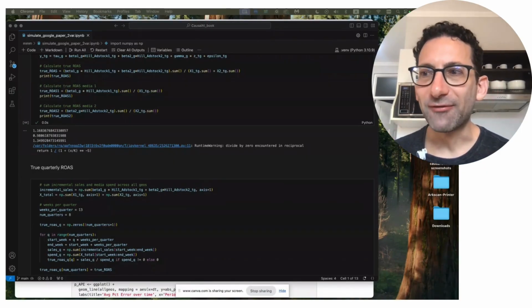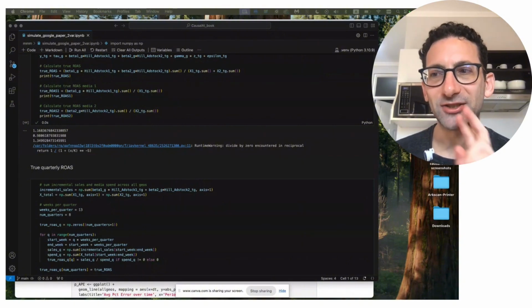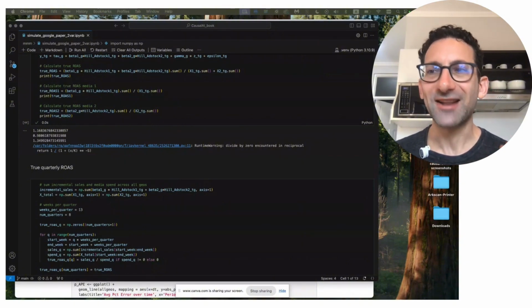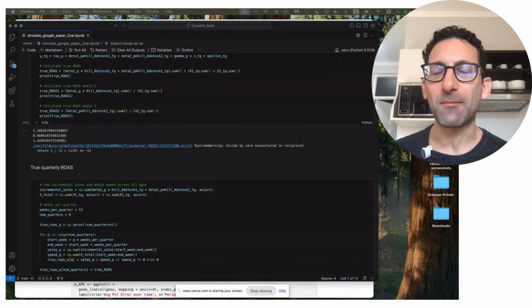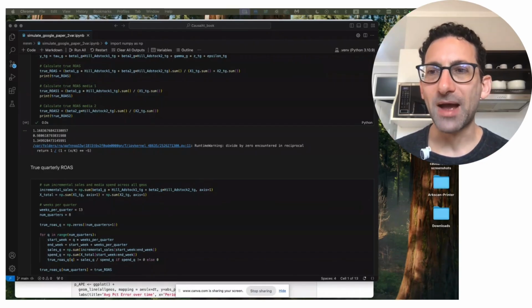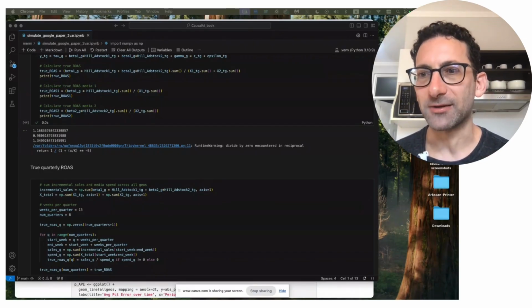Because right now, for every $100 of media spend in channel 1, we're only getting 98 back. So forget even about profits, we're not even getting back revenue on the ad spend.